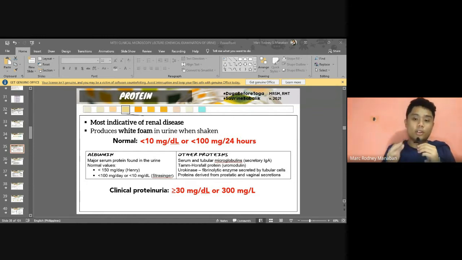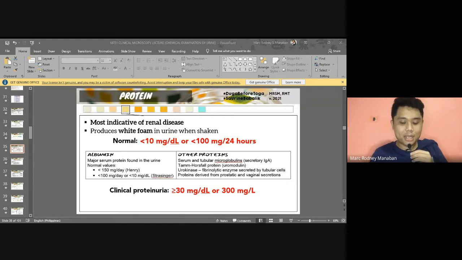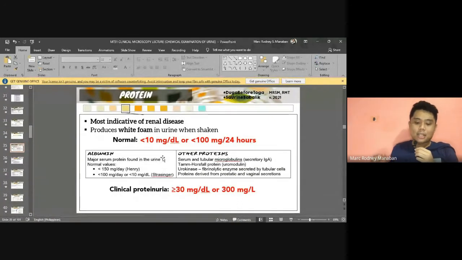Now, usually in normal urine, the protein found in urine is composed of only one-third albumin and two-thirds globulins. Who are the globulins? The rest, which are your serum and tubular microglobulins, Tamm-Horsfall protein, urokinase, and proteins derived from prostate and vaginal secretions. So these make up the majority of the proteins found in your urine. Only one-third is albumin, because again albumin cannot be easily filtered by your glomerulus, because of the shield of negativity. So the majority of normal urinary protein is globulin, but the major serum protein found in urine is of course albumin.